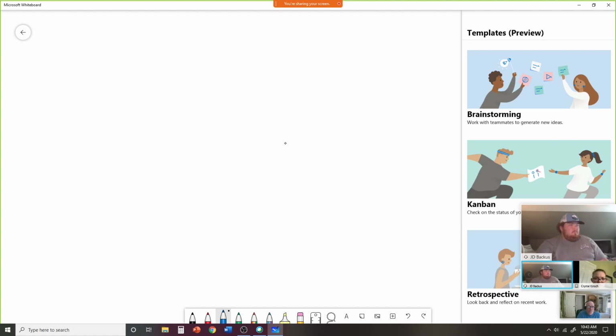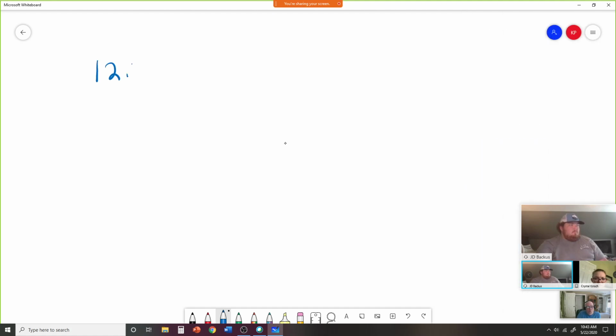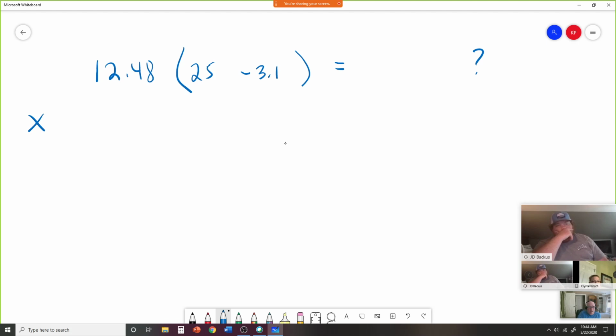Okay, so one more thing, and let's take a look here. Now here's something that comes up. Let's say we had 12.48 times (25.0 minus 3.15). I want to know what's the answer to the correct number of sig figs. So we have two things going on here: we have multiplication and we have addition.